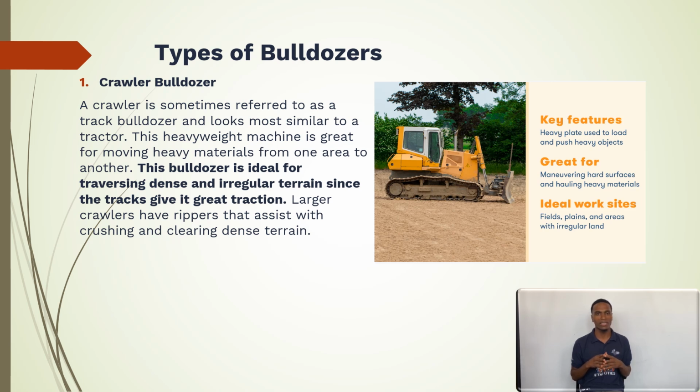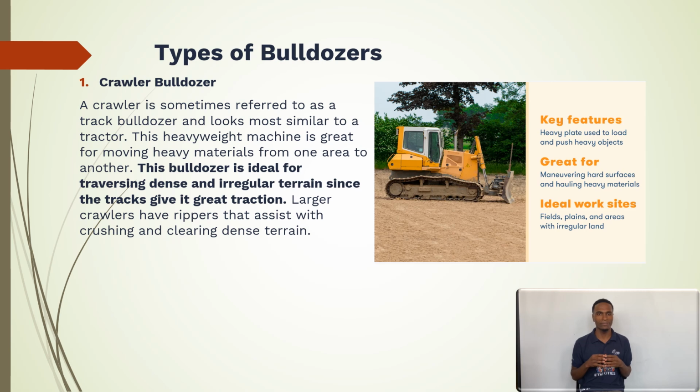This bulldozer is ideal for traversing dense and irregular terrain since the track gives it great traction. Larger crawlers have rippers that assist with crushing and clearing dense terrain. As you can see in that picture, the key features, that's how it looks.